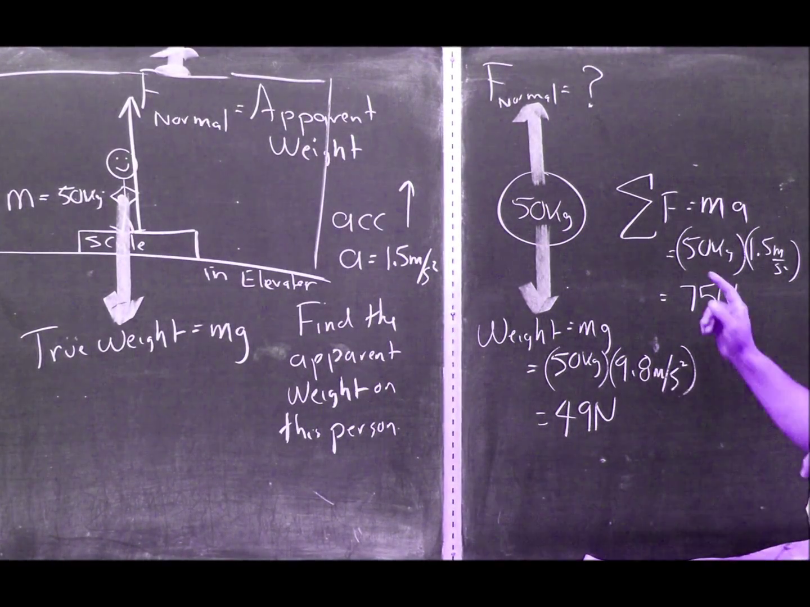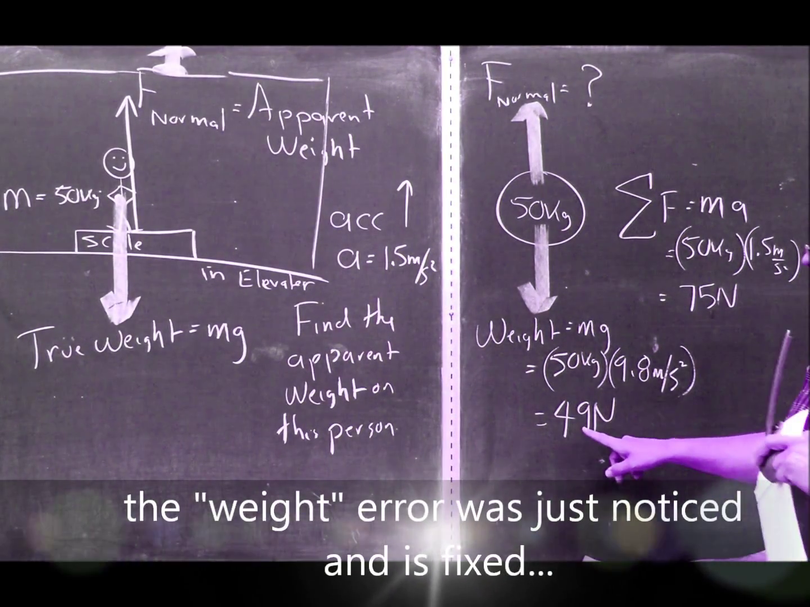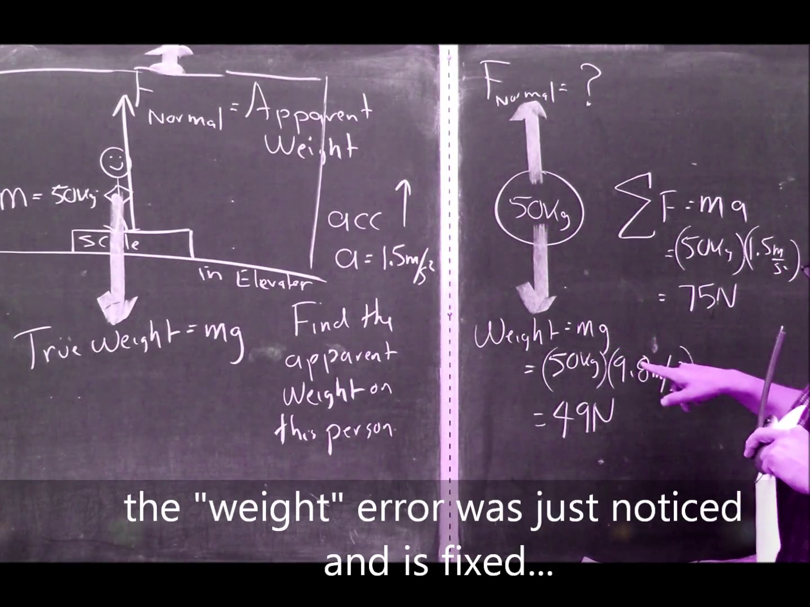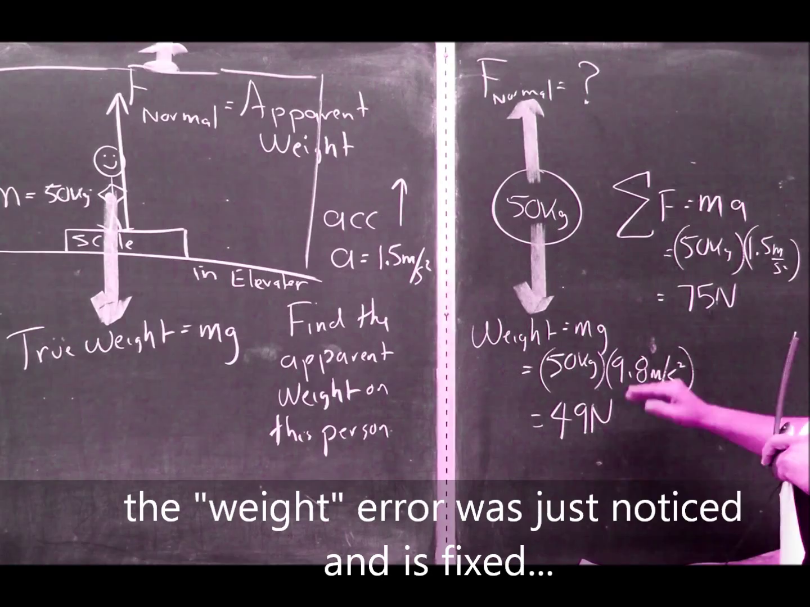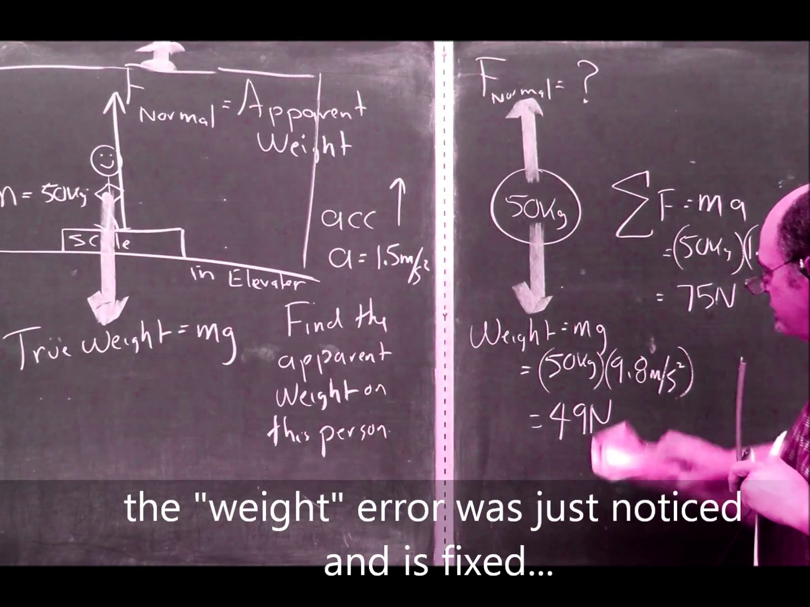what will I get? I'm sorry, I just noticed I made a mistake here. 5 times 9.8 is 49. 50 times 9.8 is 490. So this is a mistake.